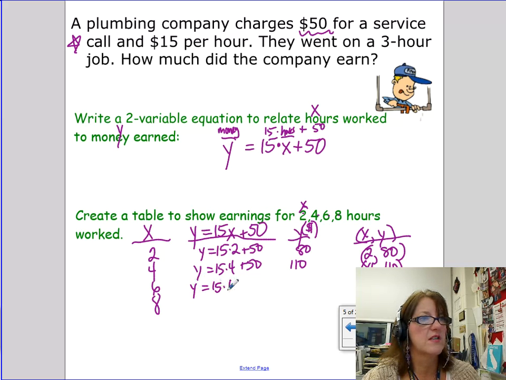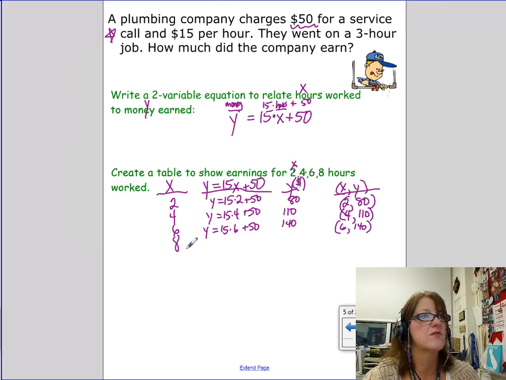Next one is 6. 15 times 6 and then plus 50. 15 times 6 is 90, 90 plus 50 is 140. So if it was a 6-hour job, $140 is what gets charged. And then last but not least, let me zoom this up here. If it's an 8-hour job, that's a lot of plumbing. 15 times 8 plus 50. All right, that gives me 120, plus 50 more is 170.